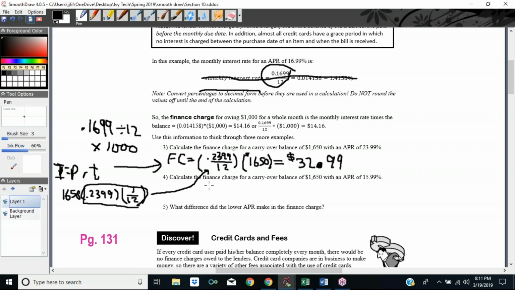So here you should have done the 0.1599 divided by 12, and then times 1650. And Estefani says it is $21.99, and I agree. You guys get $21.99? Perfect. All right. So it says, what difference did the lower APR make in the finance charge?